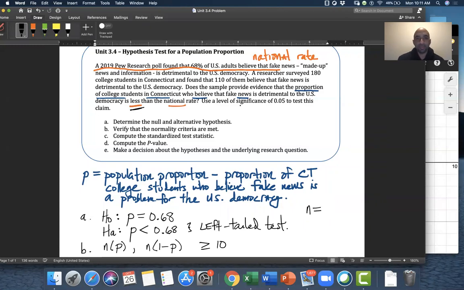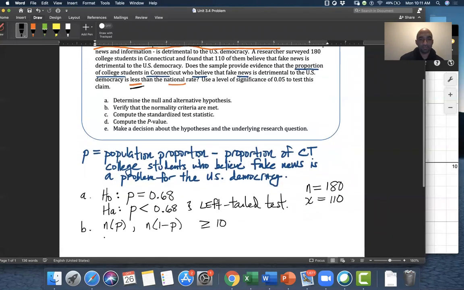The sample size here from the sample is 180 college students. And we know that x, the number of them who said yes, they believe fake news is a problem, is 110. p is the assumption from the null hypothesis, which is 0.68. So we're going to use n and p for this next part here. n is 180 and p is 0.68. Let's see what that equals. We can do this in decimals, but let's do this here. This is going to give us 74.8. So that condition is met.